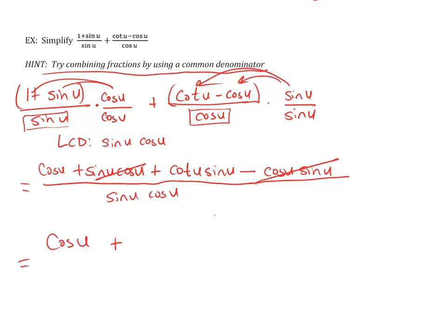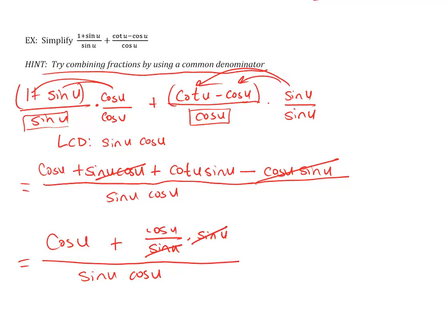plus, now cotangent, since everything else is already in sines and cosines, I think it'd be a good idea to change that into cosine of u over sine of u, and that's times sine of u up here on top. And still look over our common denominator, sine of u cosine u. So the sines will now cancel each other out. And again, all I did was I replaced cotangent of u with cosine of u over sine of u.